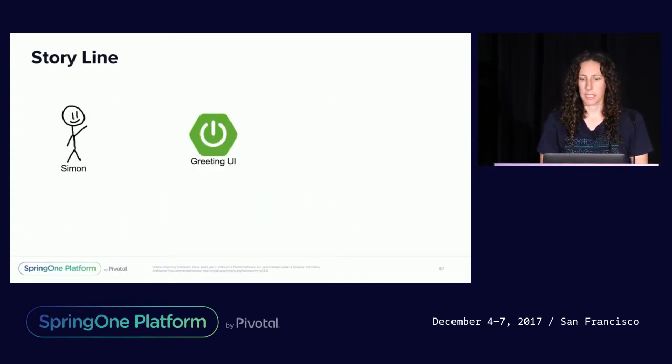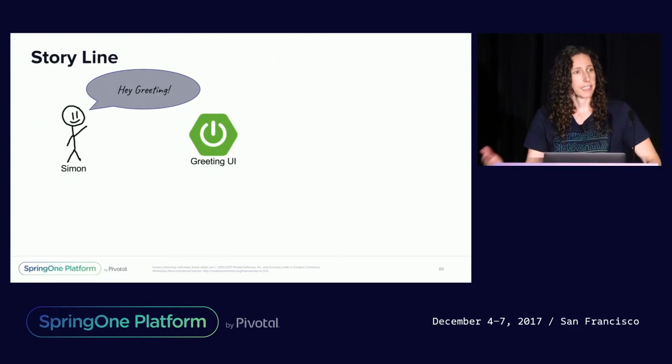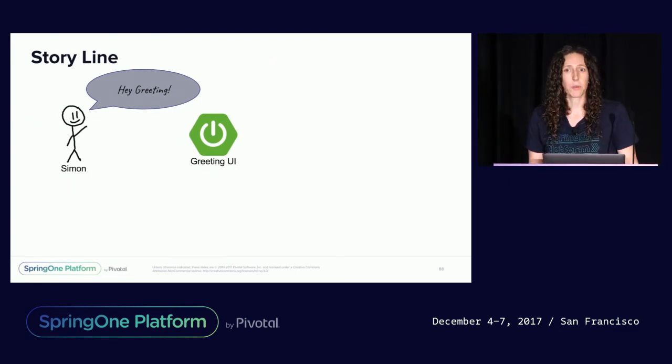So we begin our story with Simon, who's a very friendly guy. Simon's walking down the street and sees Greeting, decides to call out, hey, Greeting. Greeting's also very friendly and likes to interface directly with people usually, but doesn't really know what to say. So Greeting really wants to reach out to his brother Fortune to figure out how to respond to Simon. Looks around, Fortune's not there.